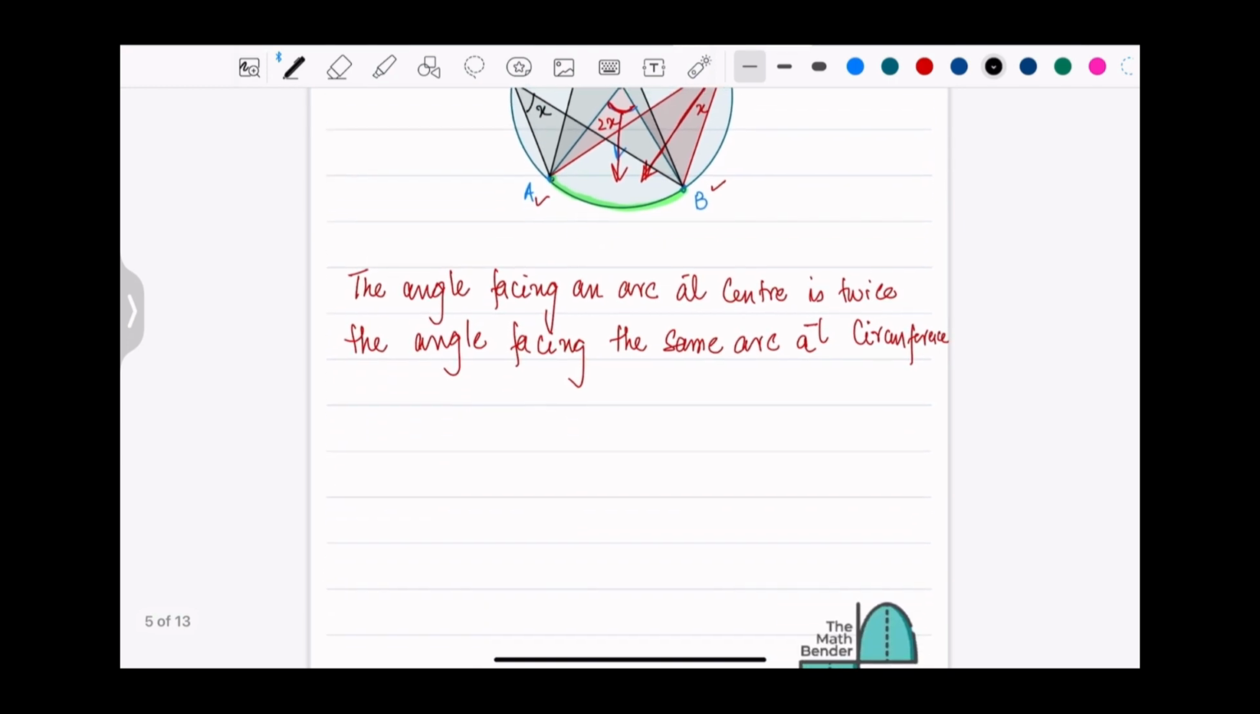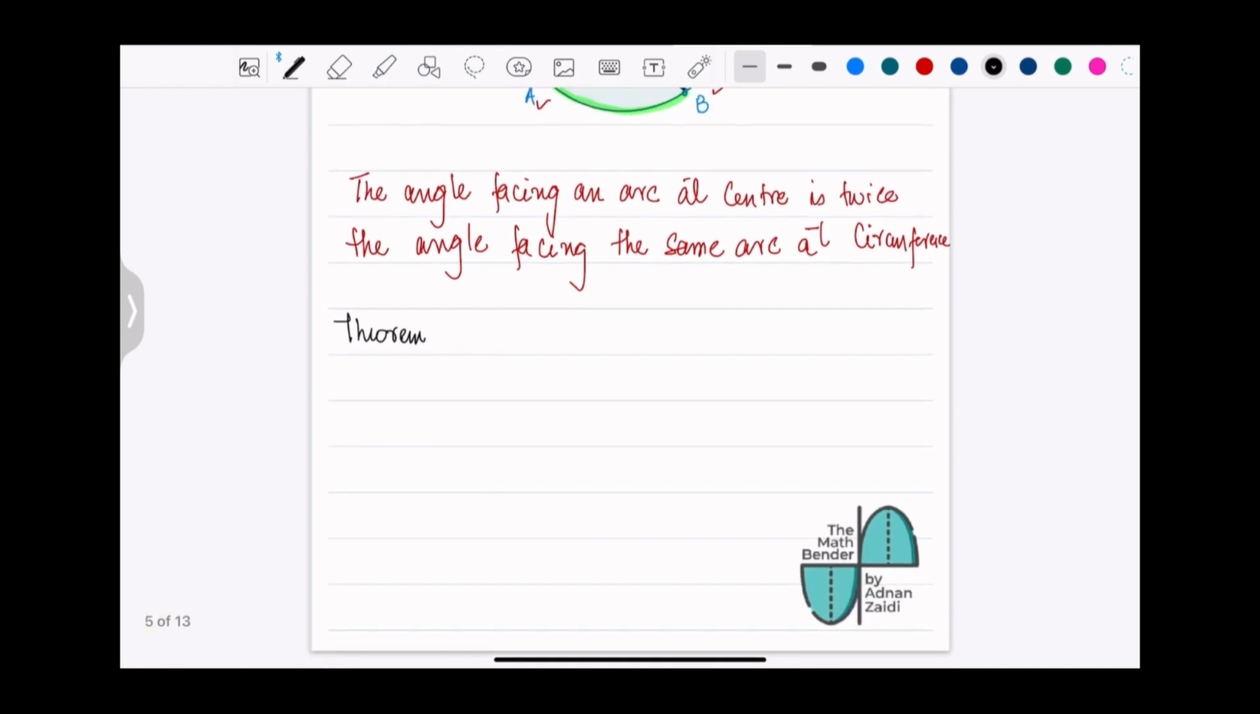So I can write this down as another theorem. Angles facing the same arc at the circumference are all the same.